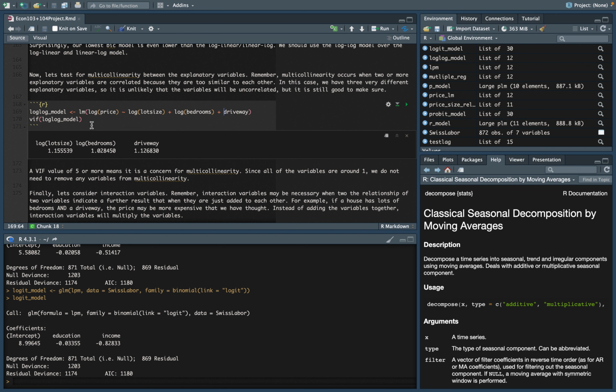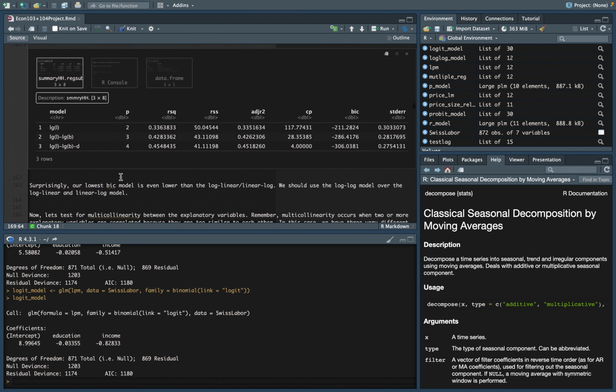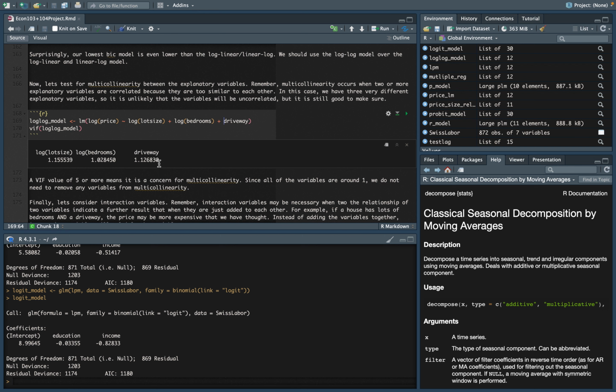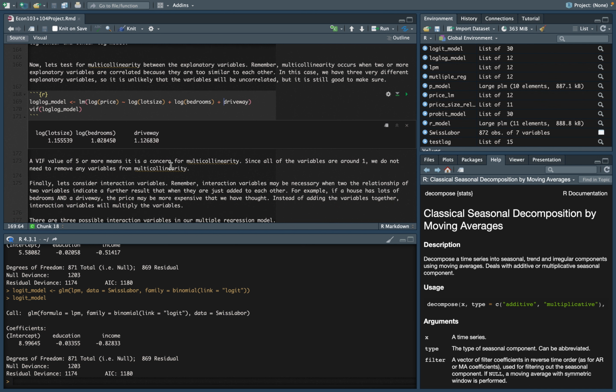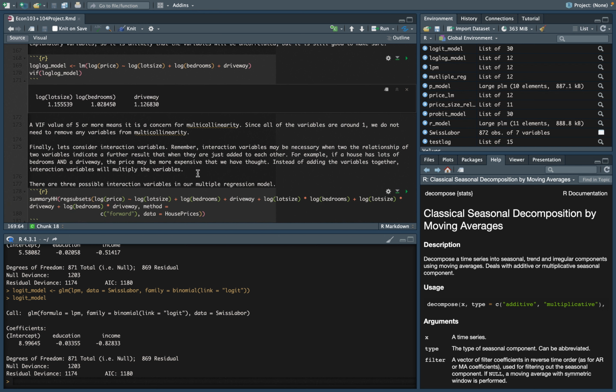But anyway, when we use the VIF for the log model, because that was the most ideal based on the BIC, we find out that none of these have multicollinearity. A higher VIF value means it is more of a concern for multicollinearity, and usually around 5 or more is when we get a concern for it, which all these values are around 1. So multicollinearity is not a concern. Intuitively, this makes sense because driveway and bedrooms and land size are not similar at all. They're all different representations or aspects of a house. Again, if we had a driveway and a garage, then we would be concerned, but it makes sense why we don't have any multicollinearity.